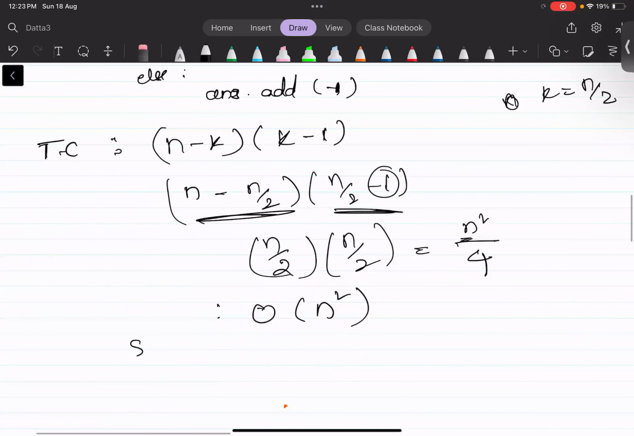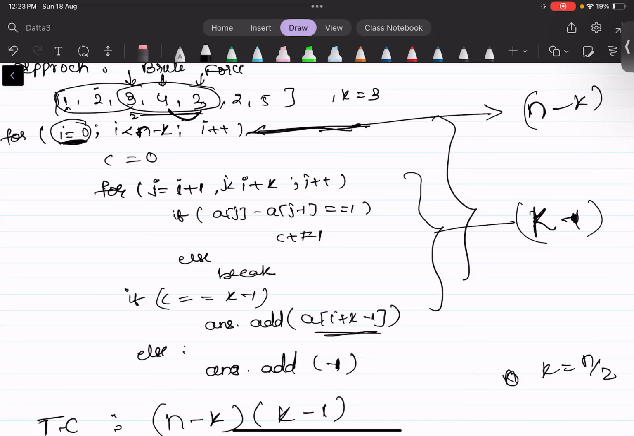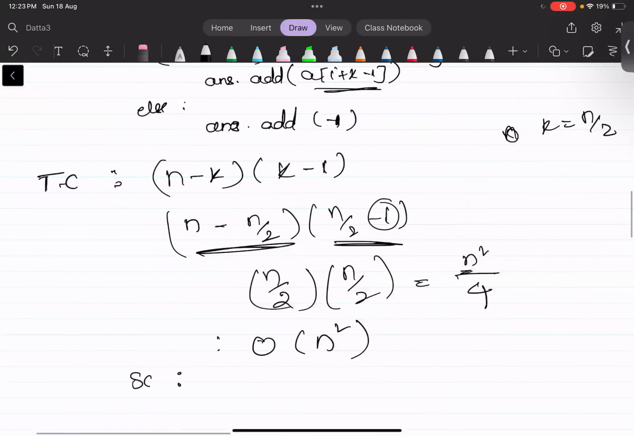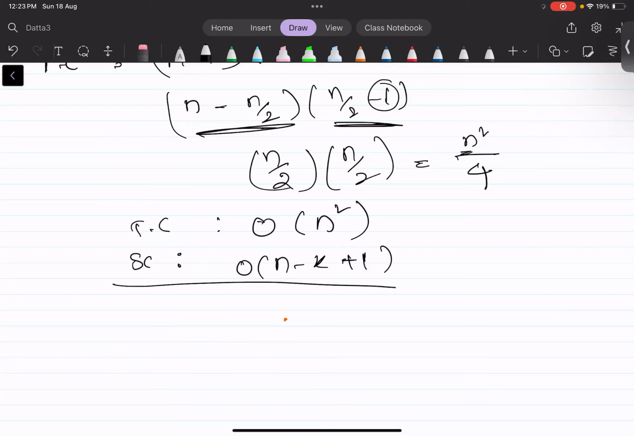And space complexity will be, now I'm using an answer array to store all these answers. In the worst case, I'm going to store O of n minus k plus 1 elements, right? So my space complexity will be O of n minus k plus 1.